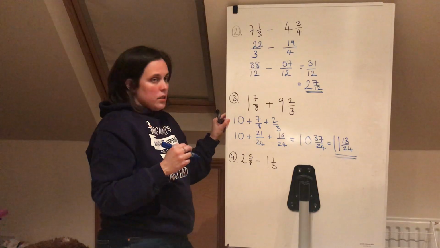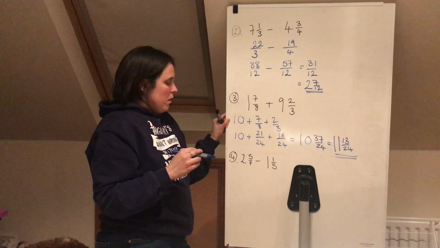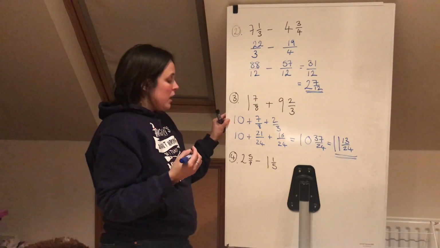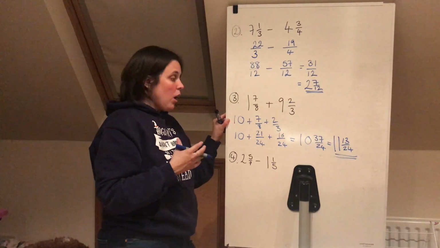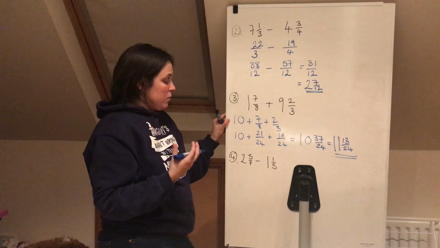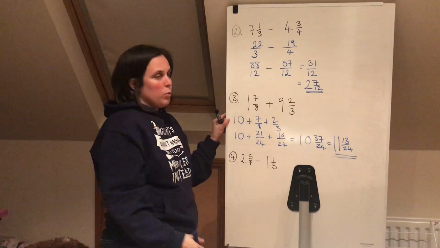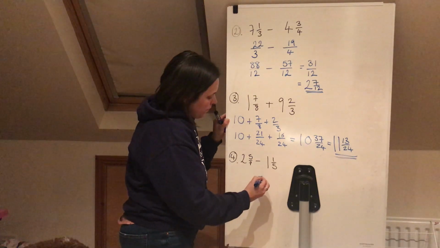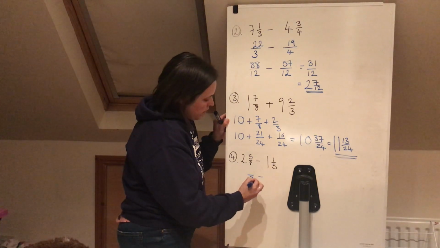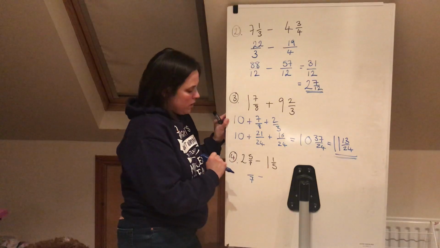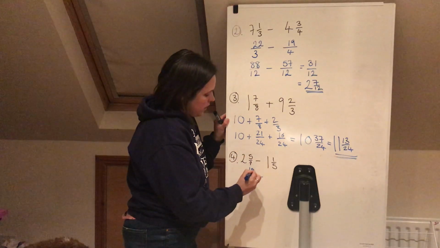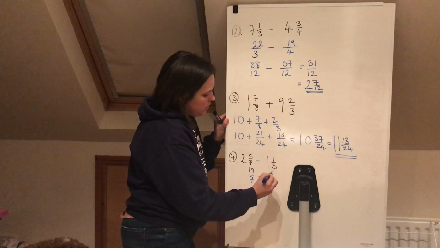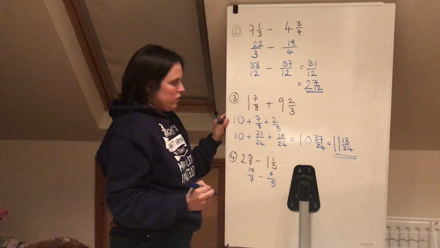Okay, last question then. Again, it is a subtraction. You've got to make a decision. You can do it either way. I actually think with this one, these numbers are quite small, we might as well turn them into improper fractions. So 2 times 7 is 14 plus the 5 gives me 19. 1 times 5 is 5 plus the 1, 6 over 5.